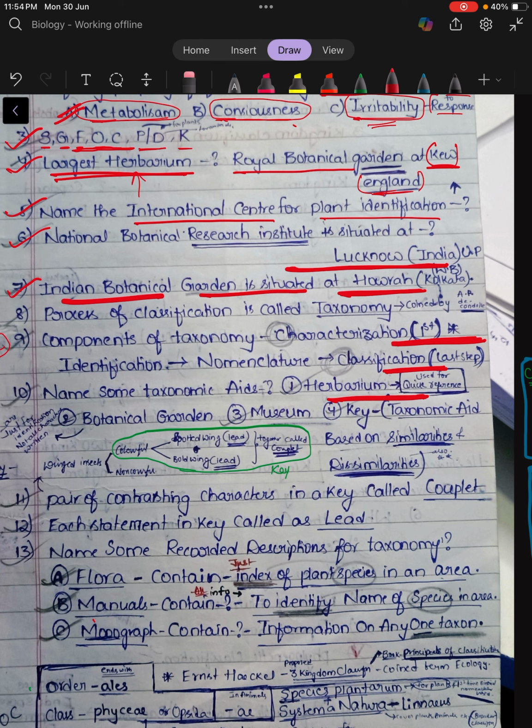The next point: the National Botanical Research Institute is situated at Lucknow, and the Indian Botanical Garden is situated at Howrah. This one is a research institute and that one is a garden. The research institute is at Lucknow, UP, and the garden is at Howrah, Kolkata, in West Bengal.